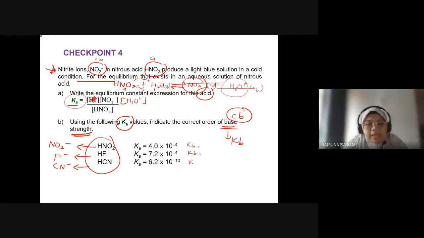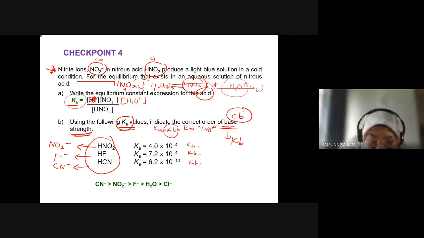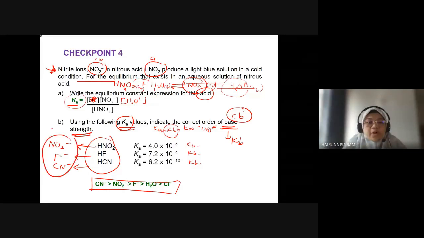So what is the value for Kb? We know from here that Ka times Kb equals Kw, right? Kw is 1 times 10 to the power of negative 14. You can get the value of Kb, but because it only wants the order using these values, okay, look, I can explain the answer. Do you see here, the indication is also based on the conjugate base, not based on the acid.